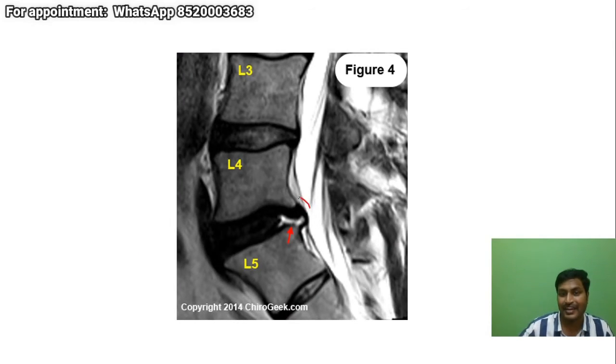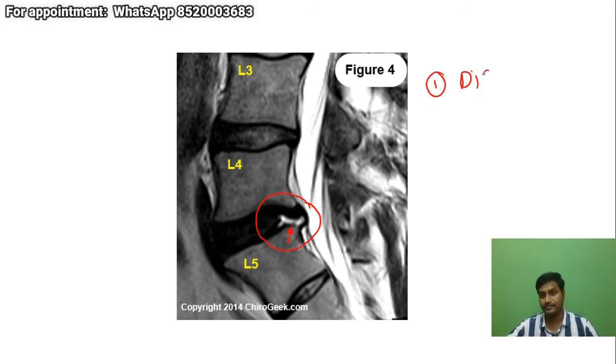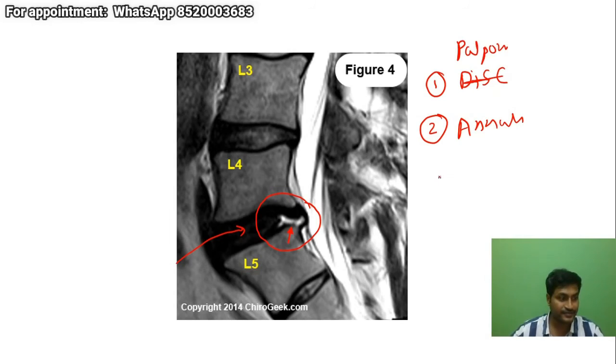Now, this structure is very important. Tell me, what is the color of the disc? I'm identifying. Second one, what happened to the annulus? I mean to say, what is the color of the pulposus? What happened to the annulus?